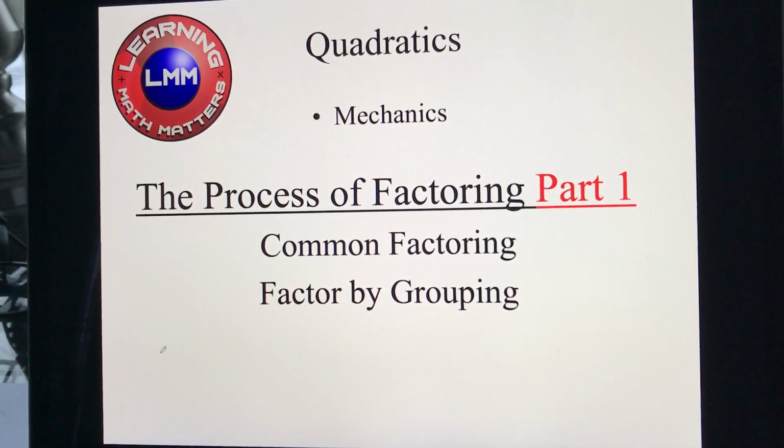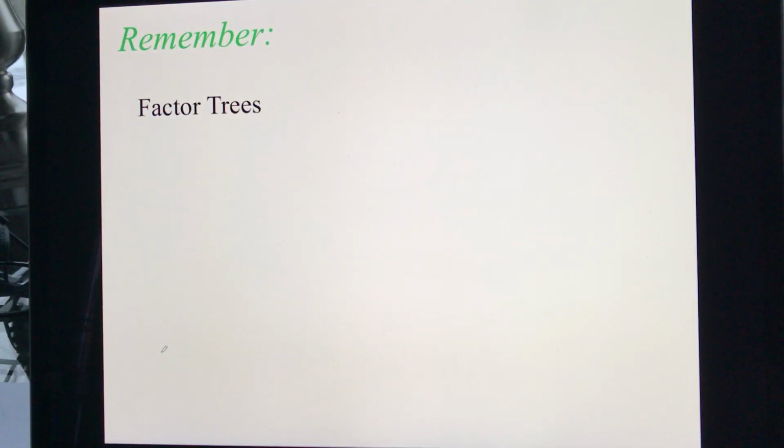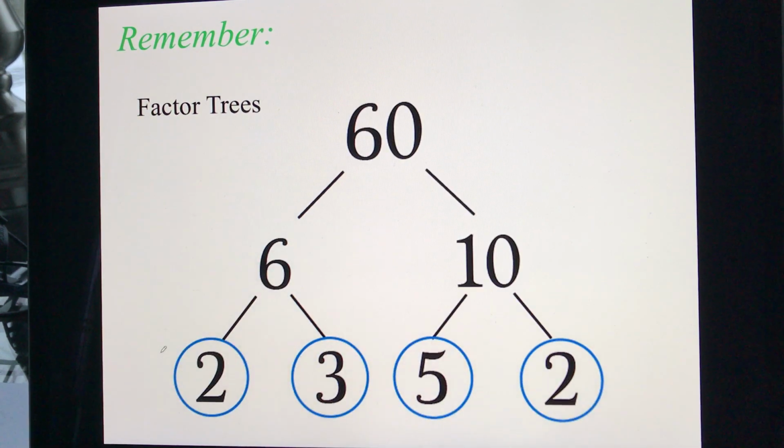The process of factoring, part 1. Remember factor trees. A while ago, suppose you were given the number 60 and you were told to write that as a factor tree. What you would do is you would think about numbers that multiply together to give you 60. So maybe you would have thought of 6 times 10.